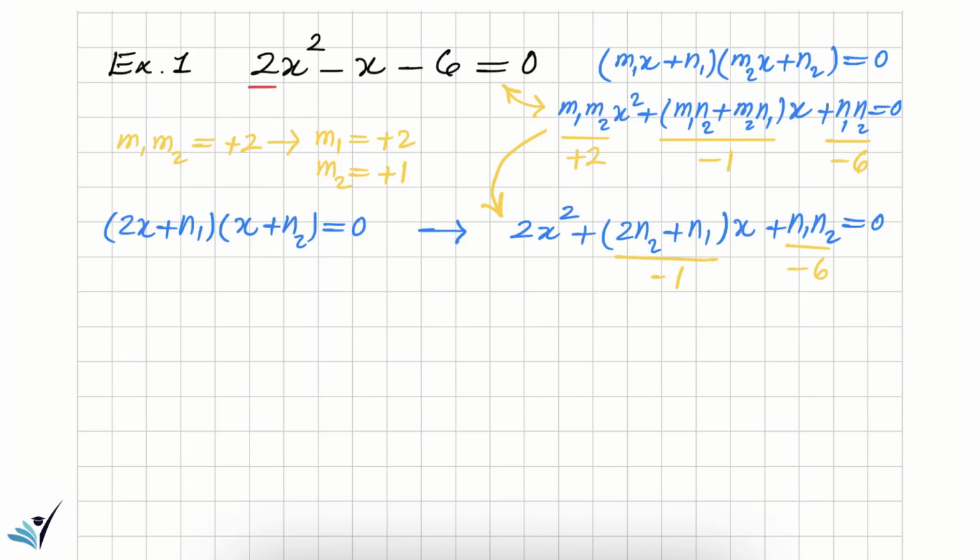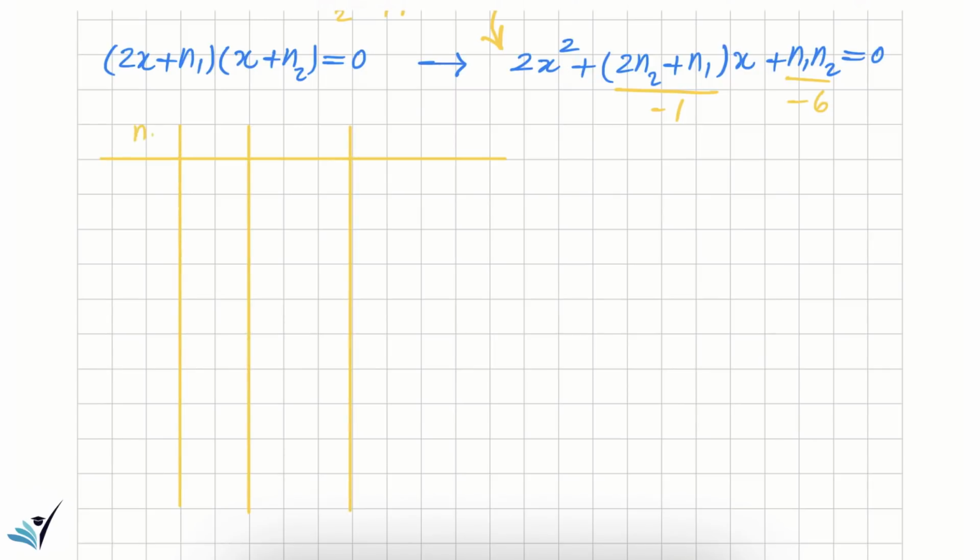So here we reduce the equation into a form where we only have two unknowns, n1 and n2. We need to try different pairs of numbers to see which of them match the conditions that we have here. The conditions are that n1 times n2 has to be negative 6 and 2n2 plus n1 has to be negative 1. To stay organized, I'm going to use a table here.